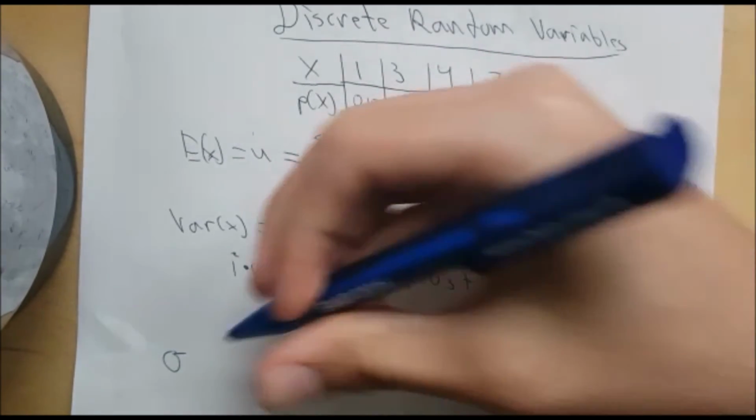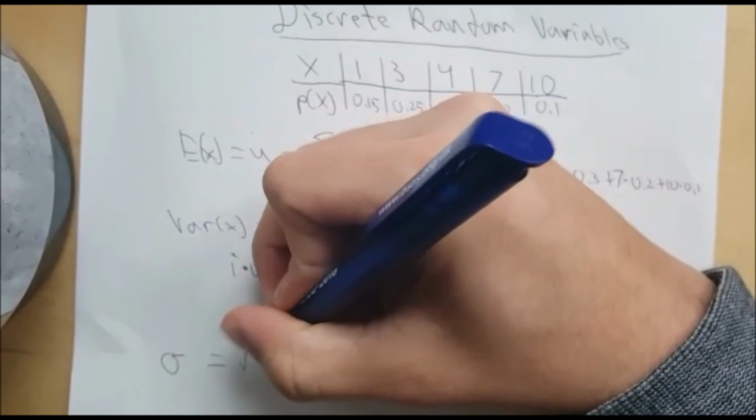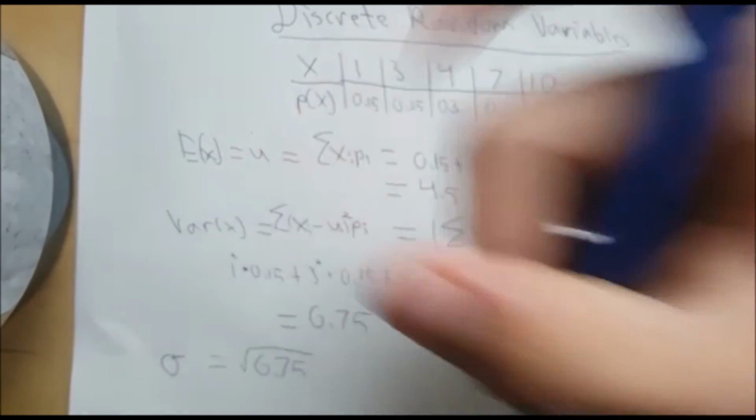And once again, the standard deviation, it's this symbol right here. It's just a square root of the variance. So standard deviation is square root of 6.75 for this one. That was it for this video.